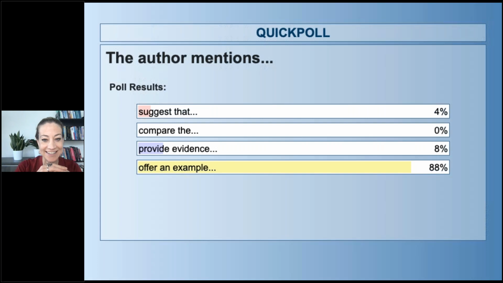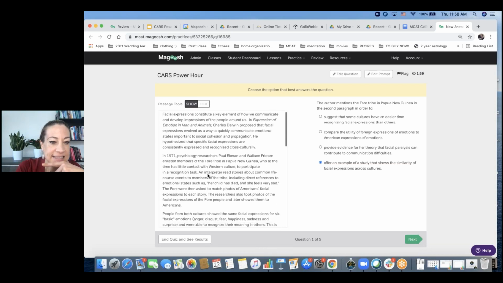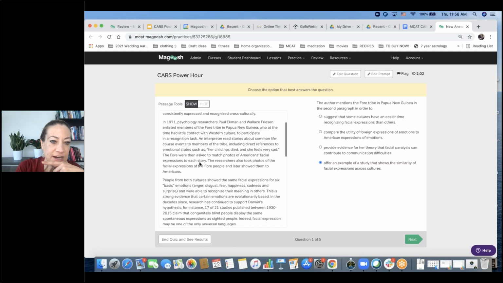Okay, very good. So you all have, as a group, chosen option D, which is the correct answer. And how do we know that this is what we want? Well, the thing that is important to pay attention to here is just this in the question. Why is this tribe even being mentioned? And what is going on in the paragraph? And so 88% of you selected correctly, which is offering the example of a study.